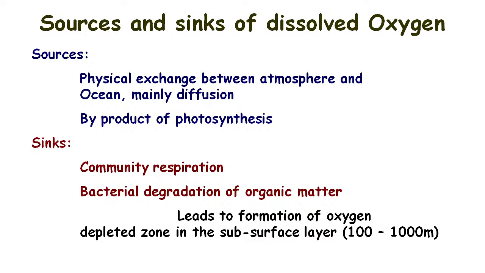But this is only true for the upper water column which is exposed to the atmosphere. Once you start going deep, there is no source of oxygen because the exchange takes place only in the upper layer. There is no photosynthesis in the deep, but there is a lot of respiration in the deeper water column. Respiration means the organic matter is getting remineralized. The living organisms take oxygen from the water column, so the oxygen concentration decreases in the deeper water, and we have something called the oxygen depleted or oxygen minimum zone in the subsurface layer.